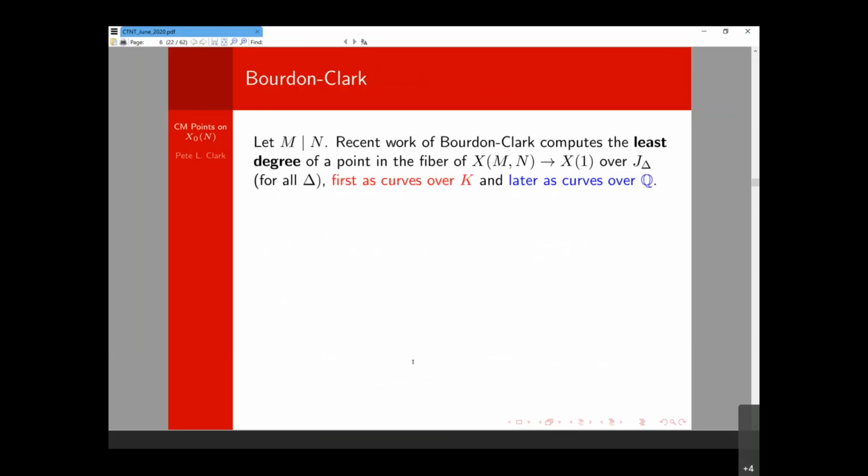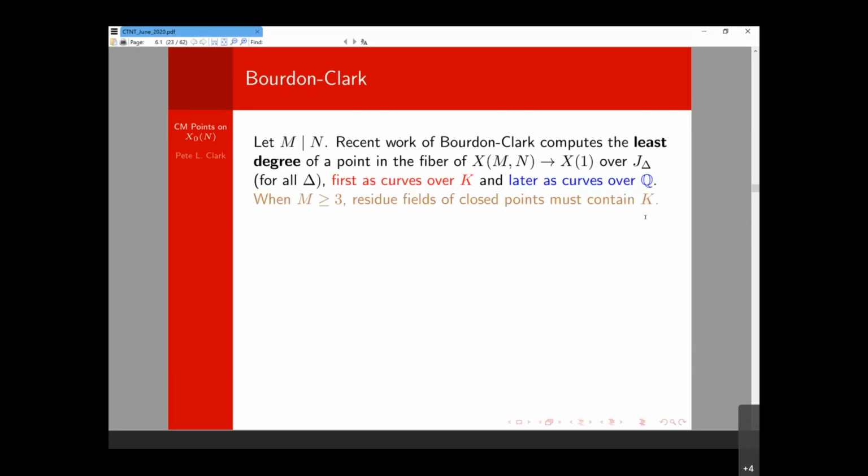Now I want to talk about recent work with Abby Borden. If I take a pair of positive integers, m dividing n, this work is looking at the fiber of the modular curve X_{m,n}. You'll see in a second, but this is parameterizing Z/m cross Z/n torsion. We do this for any CM j-invariant. We compute the least degree of a closed point on X_{m,n} for any given CM discriminant Delta. We have two papers. The first paper does this over K, the imaginary quadratic field, which is easier. The second paper does it over Q, which is what you really want, and that is a bit more technical.